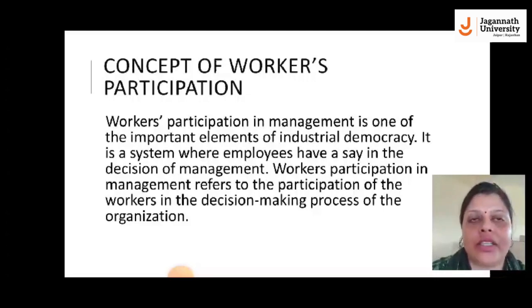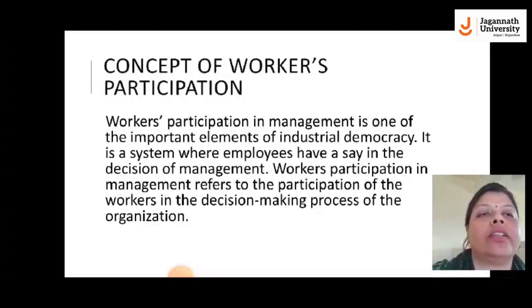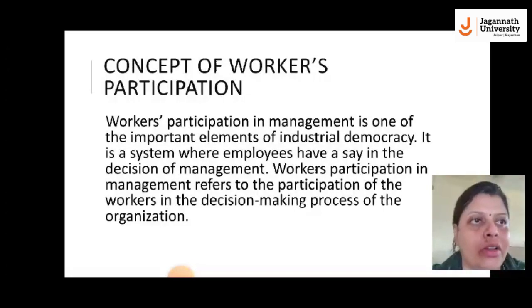If the organization is planning something for the staff or at the functional level, many times the employees participate in the decision making process.